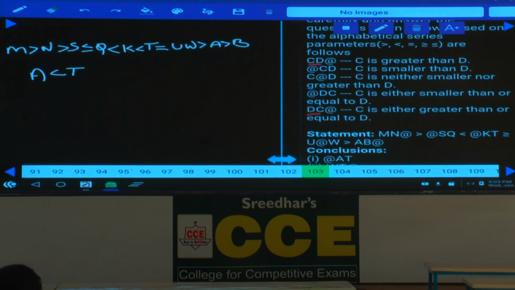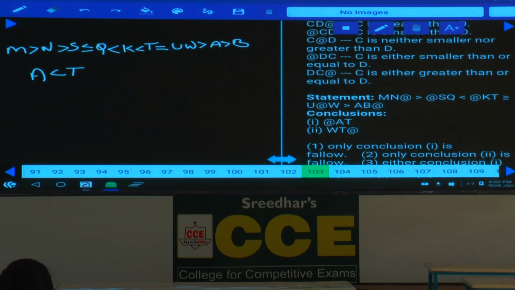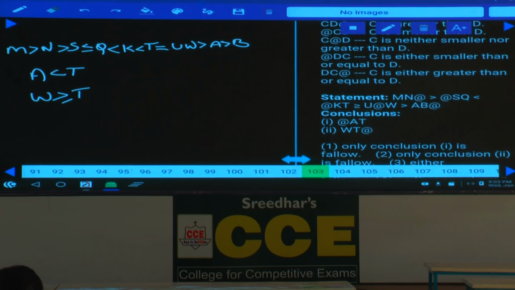CD, now DC, now we should take this information. Why? Because W is more than this T. Hence, this is either greater than or equals to. That is, what is the second one? W is greater than or equals to T. Yes, tell me what can we say about these two conclusions. A lesser than T, T is here, A is here. T greater than A lesser than T, definitely true.